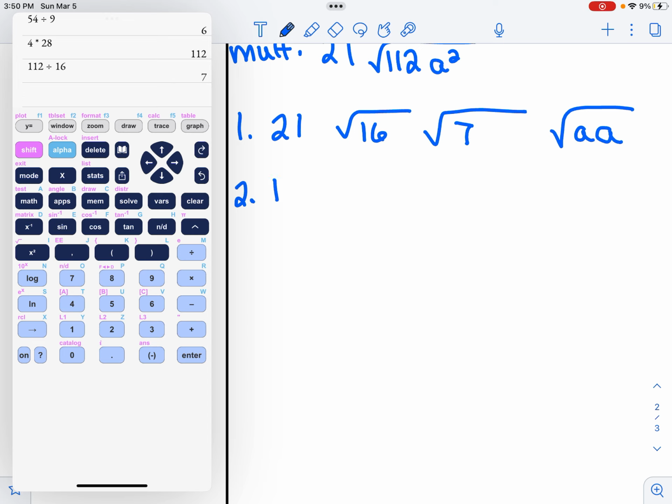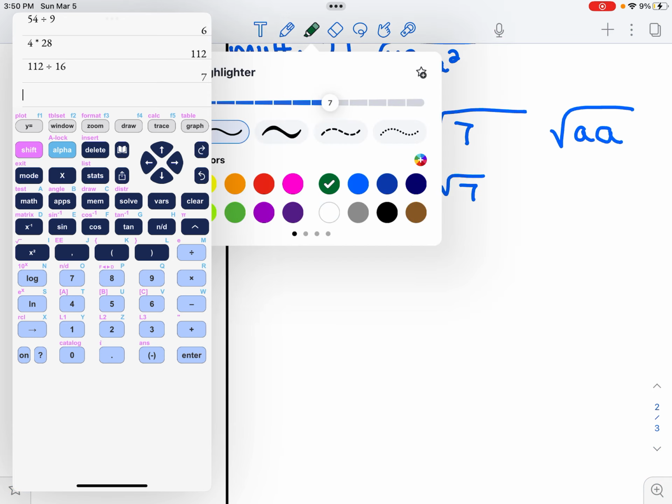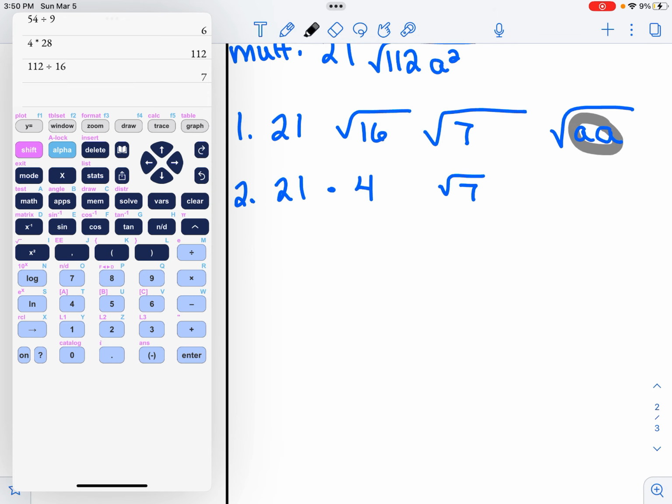Step 2, please bring down that 21. The 16 becomes a 4. The square root of 7 stays the square root of 7. And you have one group here. So I write A to the first. There's no A's left inside.